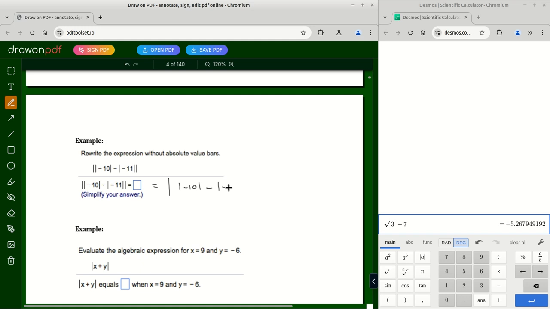And I got to say, this is the most lines. Look at all these lines. And then I got a circle. Just stepping back, it just looks kind of funny looking. Absolute value of negative 10 is a positive 10. So I'm just going to write 10. Right here, absolute value of the negative 11 is a positive 11.